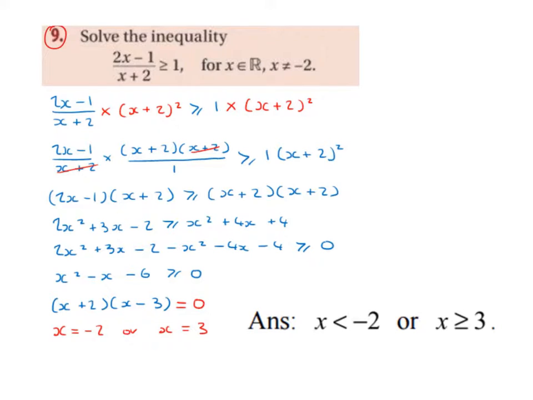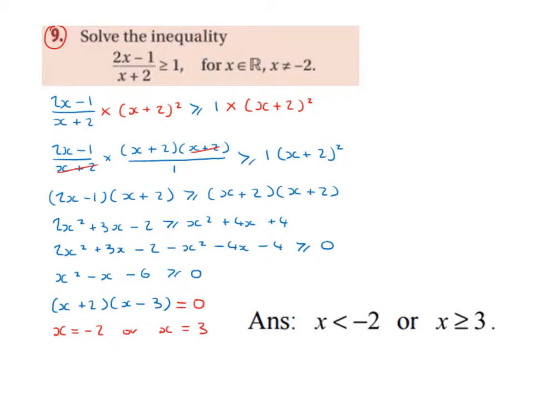So what we're going to do is multiply by (x + 2) squared on both sides, because we can't just straight away multiply across by x + 2, because we don't know what x is. So we don't know if the denominator is positive or negative. And if it was negative and we were multiplying across by a negative number, we would have to flip the inequality sign. So we can't do that. However, if we multiply across by (x + 2) squared, then we don't need to worry about changing the inequality sign, because anything squared is going to be positive.